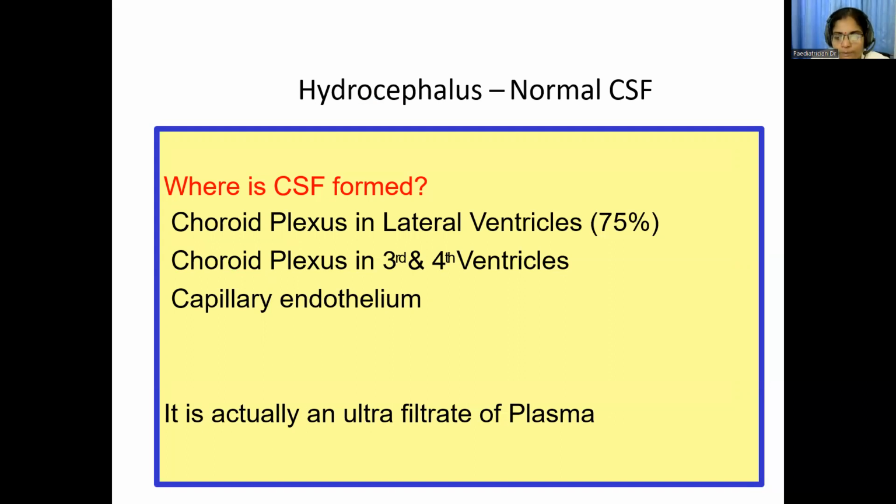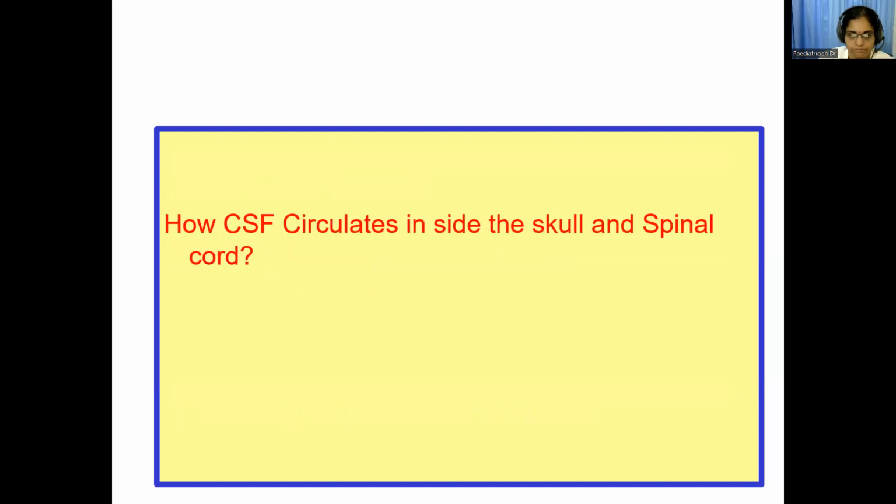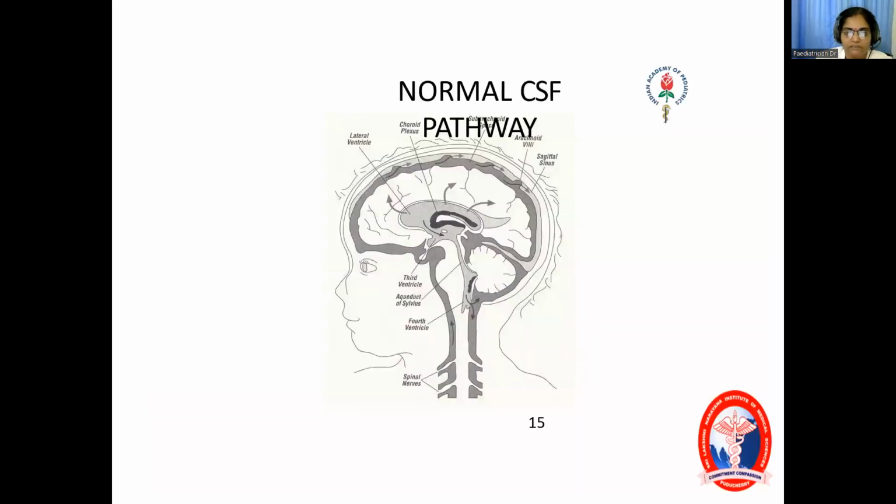CSF, I want you to remember, is nothing but the ultrafiltrate of the plasma, produced by the choroid plexus in the lateral ventricles, third and fourth ventricles. So how does the CSF circulate inside the skull and the spinal cord? Going one by one, this is the normal CSF pathway. First it is in the lateral ventricles, then it goes to the third ventricle.